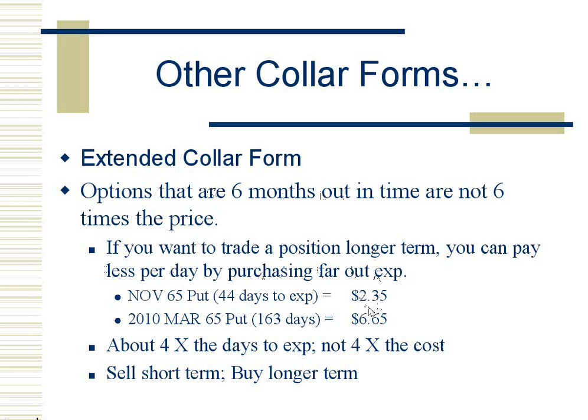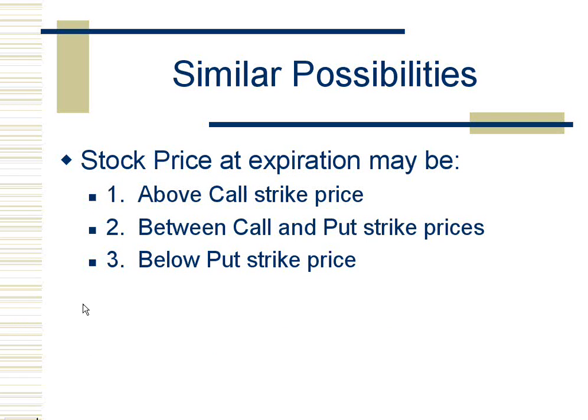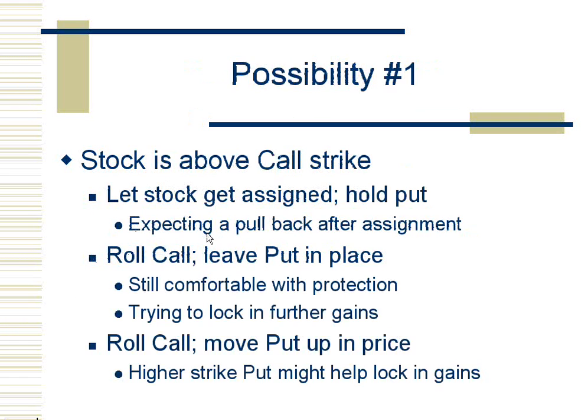Last week we were looking at the RIM example. The November 65 put was at 2.35. The March 65 put was only 6.65. So we gained 4 times the time, but we didn't pay 4 times the cost, okay? And one of the rules of options trading is when we're selling, we always want to sell short term. And it gives us a better annualized return over time. And when we're buying, we want to buy long term, okay? So, you know, we still have those same similar possibilities.